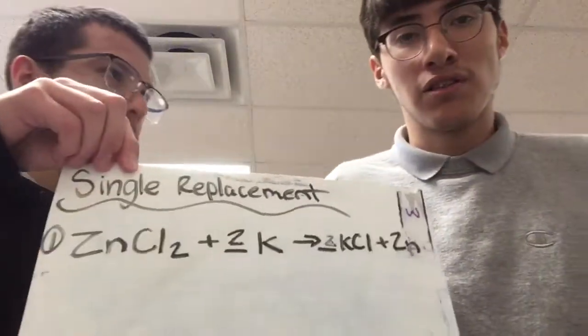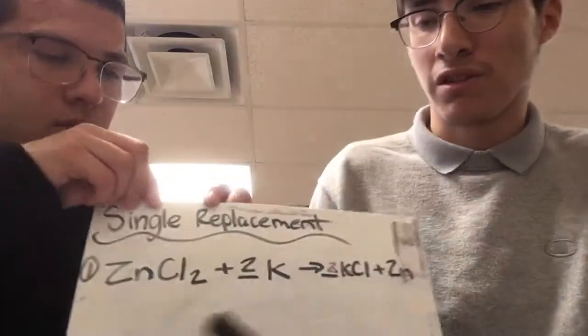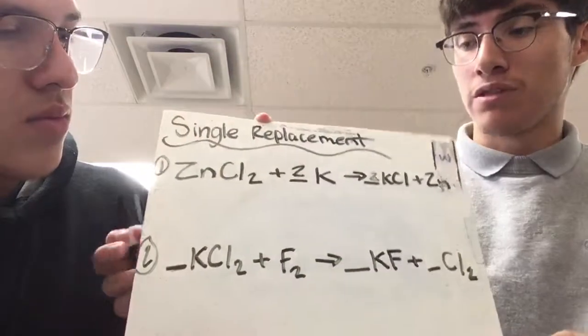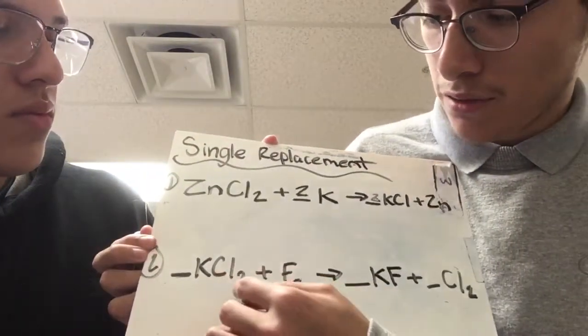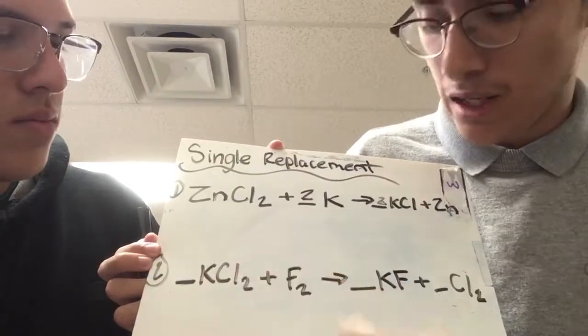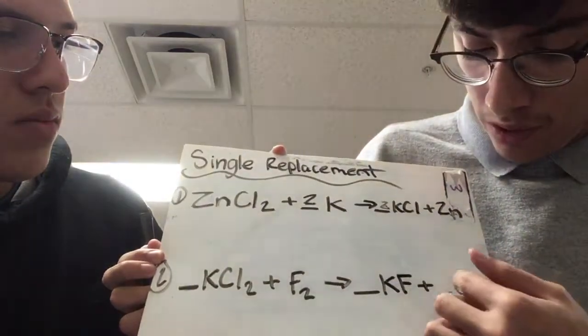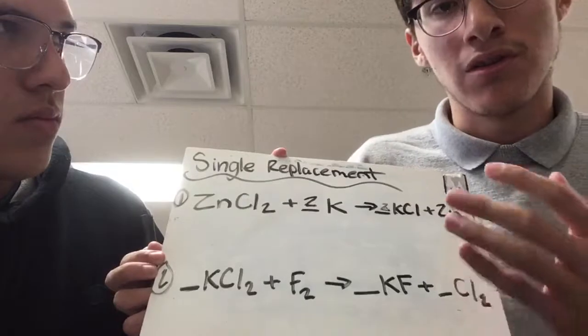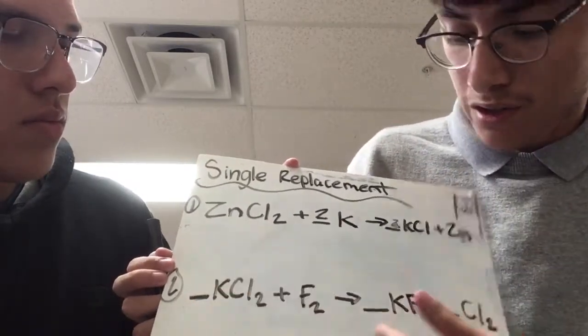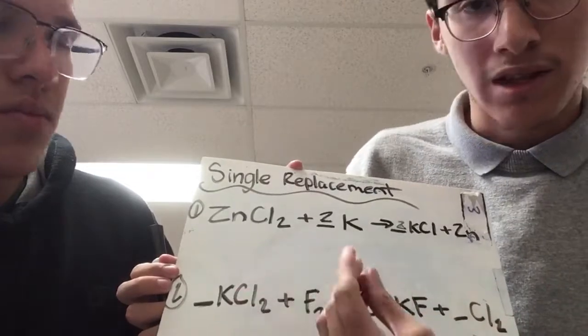Alright, now that we know how to do it, we're gonna go ahead and work on this other example down here. Alright, so as you can see, we have K plus F2. Those are the reactants, and the product is KF plus the other product. Now, in order to satisfy the law of conservation of mass, we're gonna have to find the coefficients in order to balance out the equation.